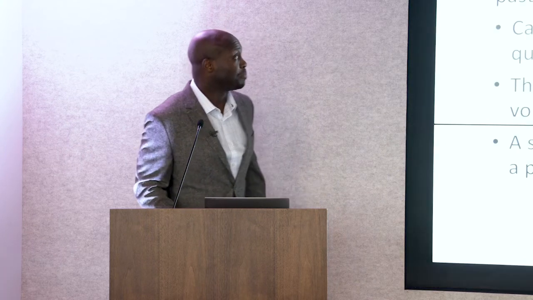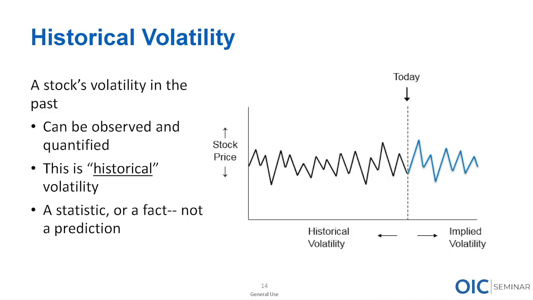Implied volatility is essentially a way to gauge what's going on with the stock. So it's the stock's volatility in the past. Of course, you could have implied volatility for a whole market. You could have implied volatility for individual stocks, right? And so it can be observed and quantified. And this volatility is sort of a way to see what's moving, how the stock is moving, if you will.